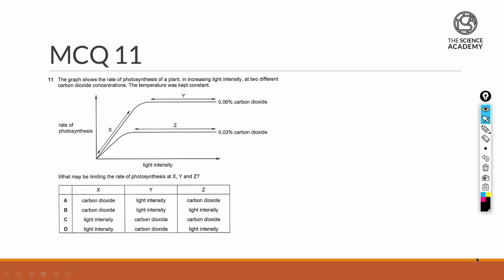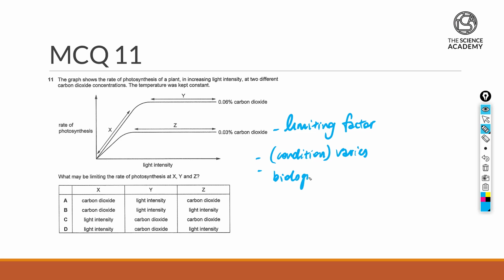MCQ 11 is with respect to limiting factor, a very popular and consistent MCQ that comes out almost yearly. So a brief explanation of limiting factor. Now, a limiting factor is with regards to a condition whereby this said condition varies, and this actually causes the biological process to vary as well.